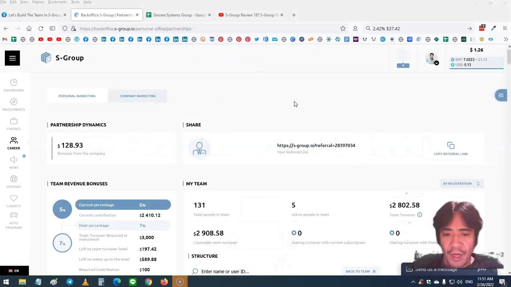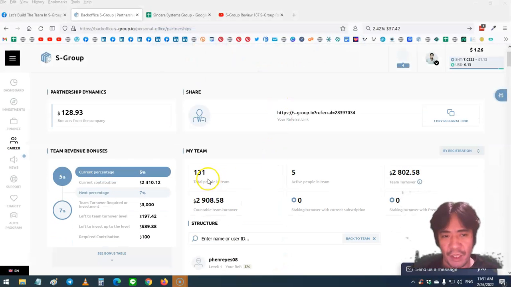Okay, so let's see my account. Now I have 131 people in my team, and I have 5 active members, and my team turnover is $2,908.